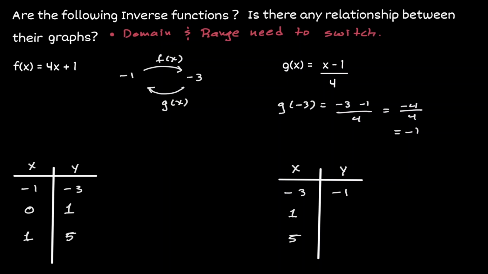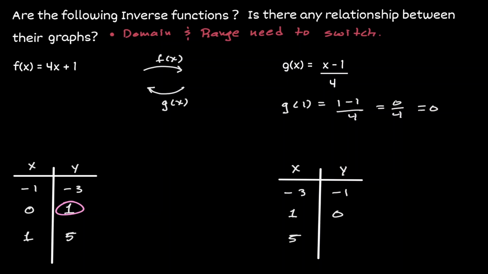Now let's see if this is the same for all the other values that we have in our table. Let's check the value of 1. Let's plug in 1 into g of x. Then we get an output of 0. And notice that they match one more time. The range of the original is the domain of the inverse, and the domain of the original is the range of the inverse. When we plug in 0 into f of x, we obtain a 1 out. And when we plug in 1 into g of x, we obtain 0 back.